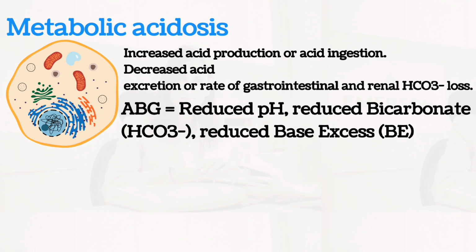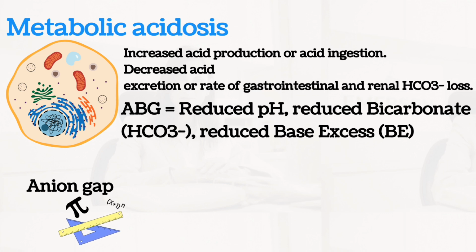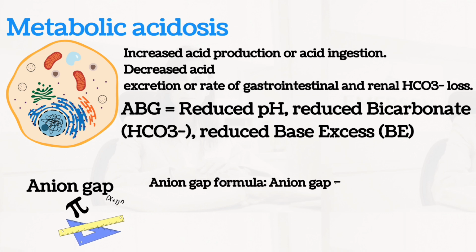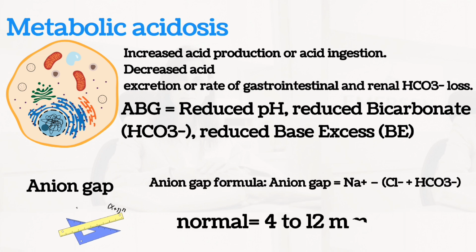Anion gap. The anion gap, AG, is a derived variable primarily used for the evaluation of metabolic acidosis to determine the presence of unmeasured anions. To work out if the metabolic acidosis is due to increased acid production or ingestion versus decreased acid excretion or loss of HCO3, you can calculate the anion gap. The normal anion gap varies with different assays but is typically between 4 to 12 millimole per L. Anion gap formula: anion gap equals Na plus, minus Cl plus HCO3.